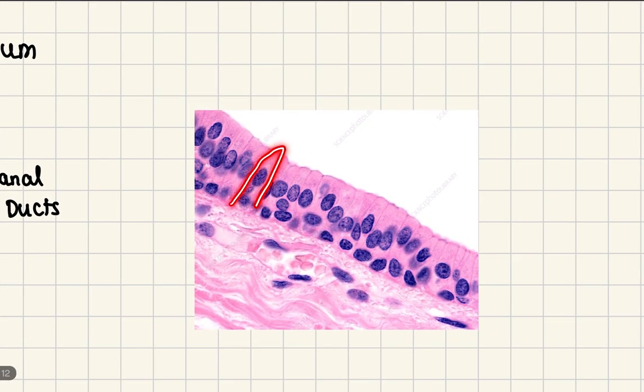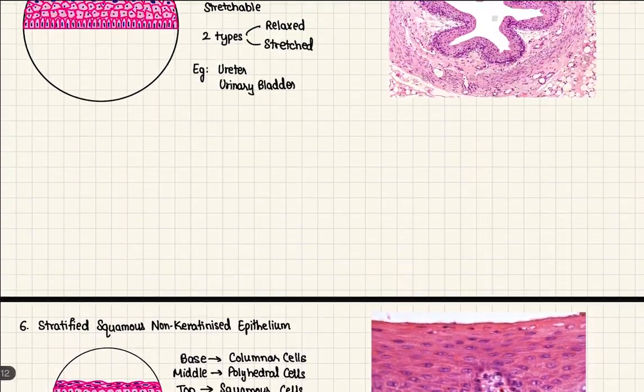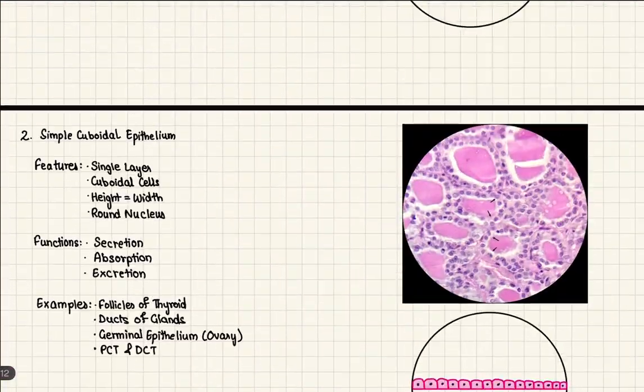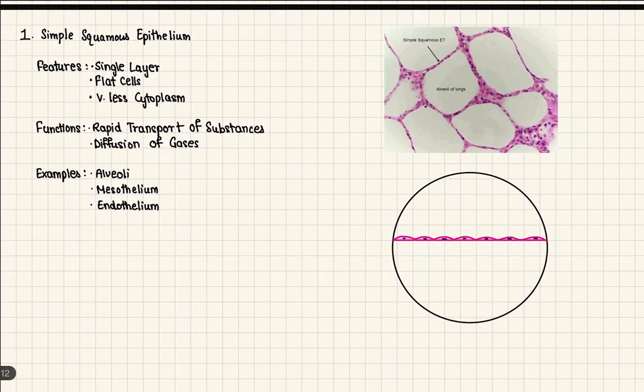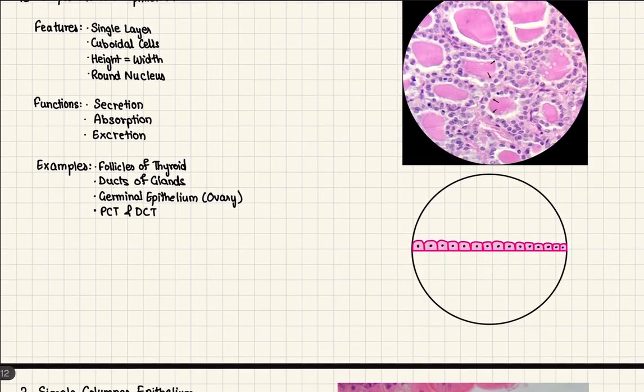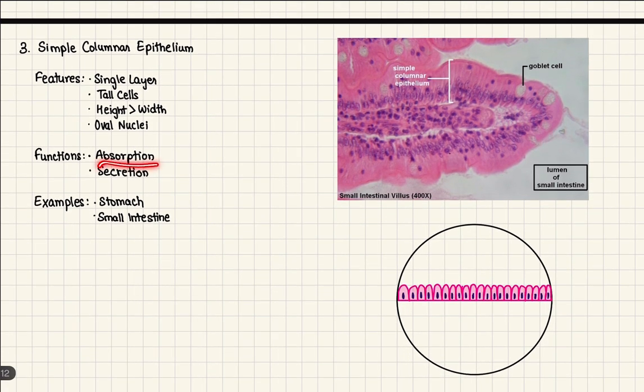Now doing a small quick revision of what we did. We first classified epithelium into simple, stratified and specialized. We saw simple squamous epithelium, whose function is rapid transport of substances and diffusion of gases because of its thin layer. Then in simple cuboidal, we saw that it is majorly for secretion, excretion and then absorption. In simple columnar, we saw it's majorly for absorption and secretion.